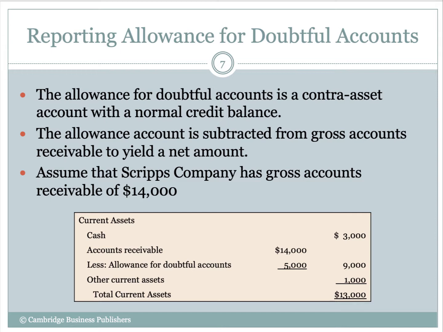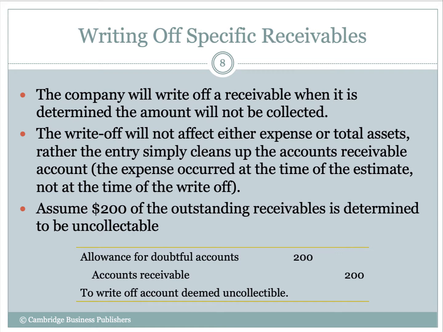We already estimated that about $5,000 of that is going to be the allowance for doubtful accounts. That's going to be the bad debt expense. The difference between those two is $9,000. So what is our accounts receivable net? It's $9,000.